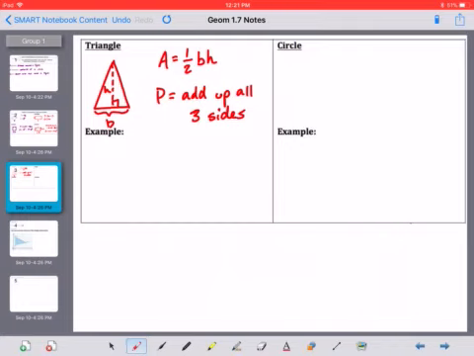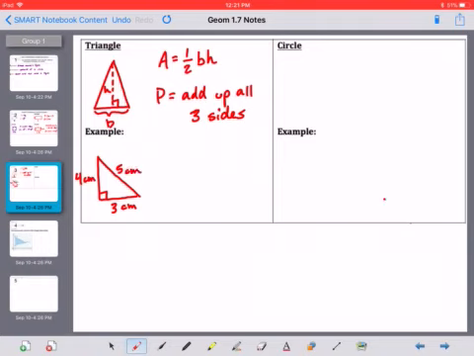It depends on what type of triangle you're working with. All 3 sides might be the same. There might be 2 the same. They might all be different. But let's look at an example. I'm going to use a right triangle for this example. So we have a right angle there. This is 3 centimeters, this is 4 centimeters, and this is 5 centimeters.